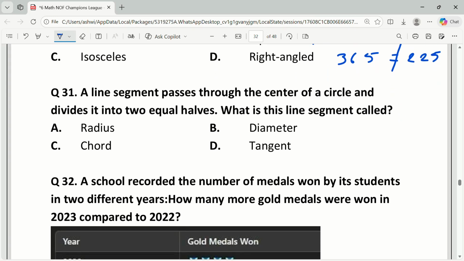Question 31. A line segment passes through the center of a circle and divides it into two equal halves. What is this line segment called? Answer is B, diameter. A line segment that passes through the center of a circle and has both endpoints on the circle is called diameter. A radius is a line segment from the center to any point on the circle. A chord is a line segment with both endpoints on the circle. A tangent is a line that touches the circle at only one point.